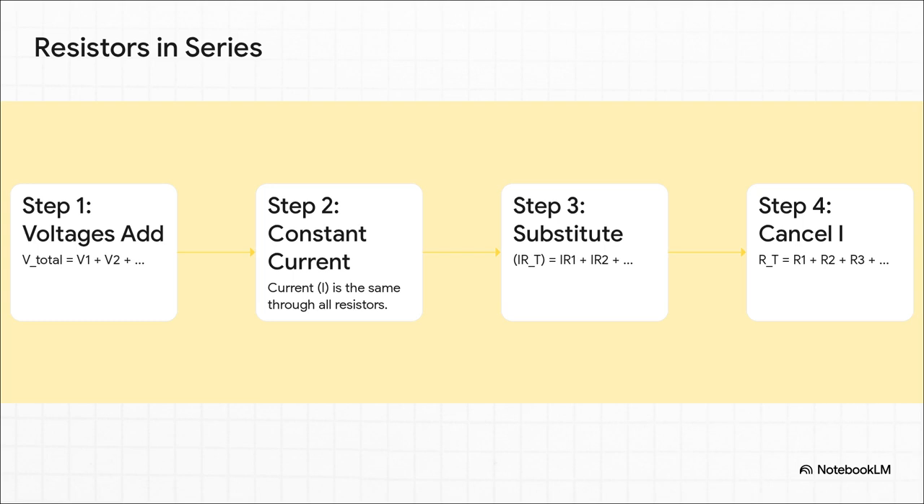That's step two. Now we just swap in Ohm's law, V equals IR, into our voltage equation. See how I is in every single term, we can just cancel it out, which leaves us with the super simple result.